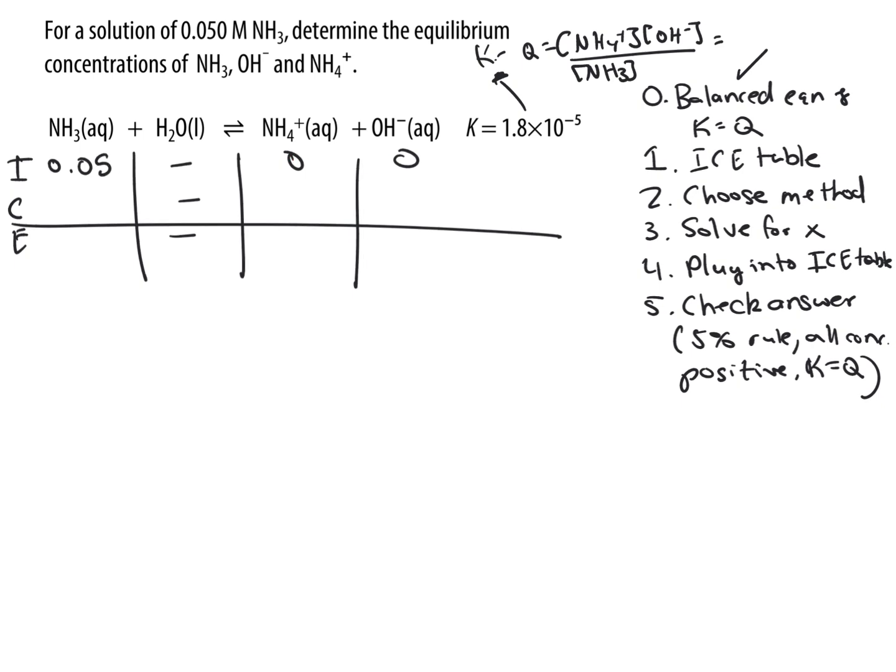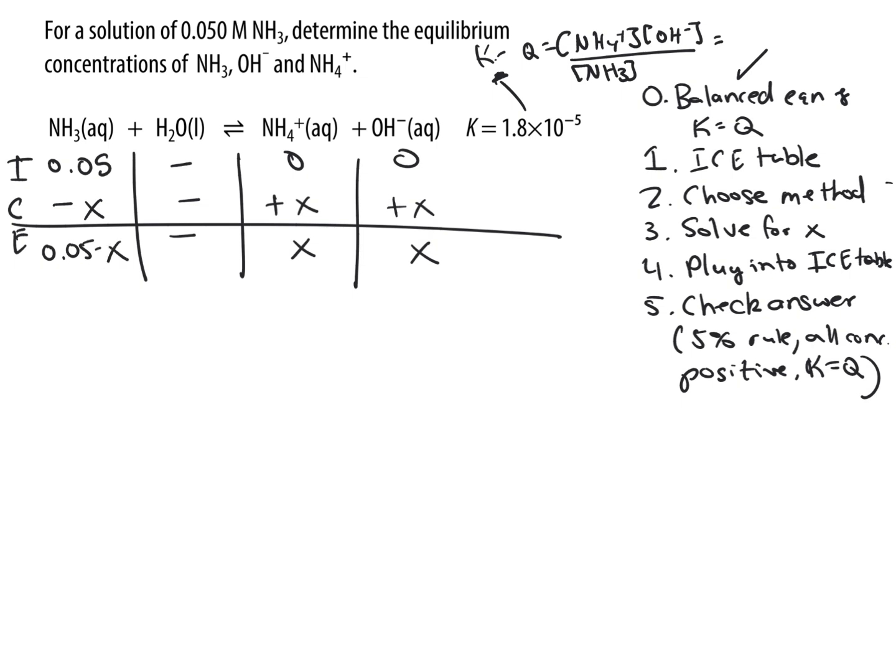Because we start with no products, we're going to make some amount of each of those. So these are going to each get to be plus x. Coefficients are all 1, so that matches. The coefficient on NH3 is 1, and it's a reactant, so minus x there. Consuming some reactants, making a little bit of products. At equilibrium, x, x, and 0.05 minus x.